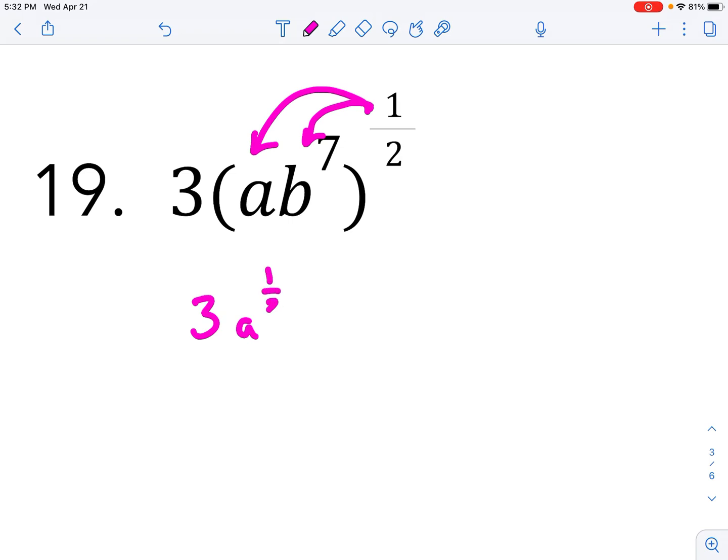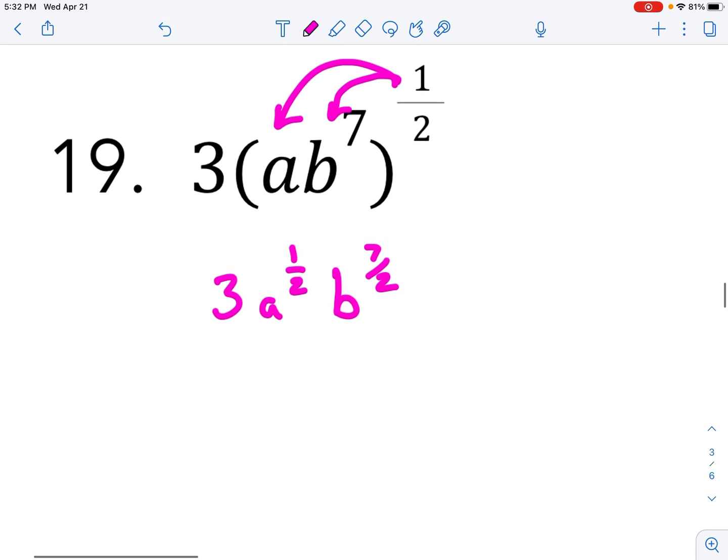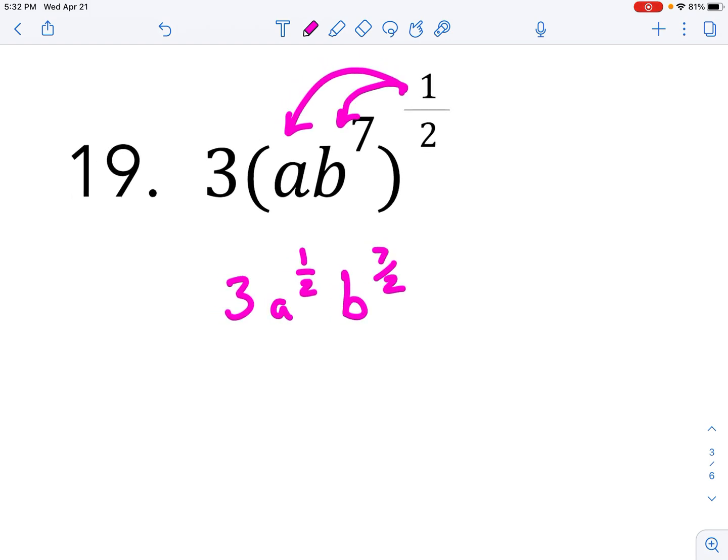So for A, I'll just do the exponents first. So A to the 1/2 power, it's going to get a piece of it. And then we're also going to have B to the 7th power getting taken to the 1/2 power. So that would be like saying 7/2. And then it does want us to put it in a radical, I see.